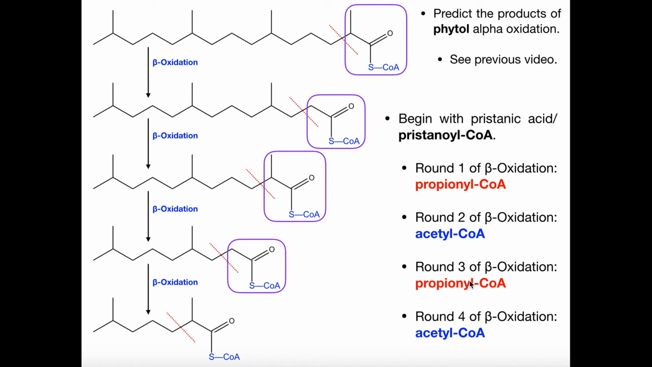We're going to run this through another round. This will be the 4th round of beta oxidation. We're going to split it right here, and of course we're going to get out acetyl-CoA. That gets us down to this molecule right here. We're going to continue this on the next slide.